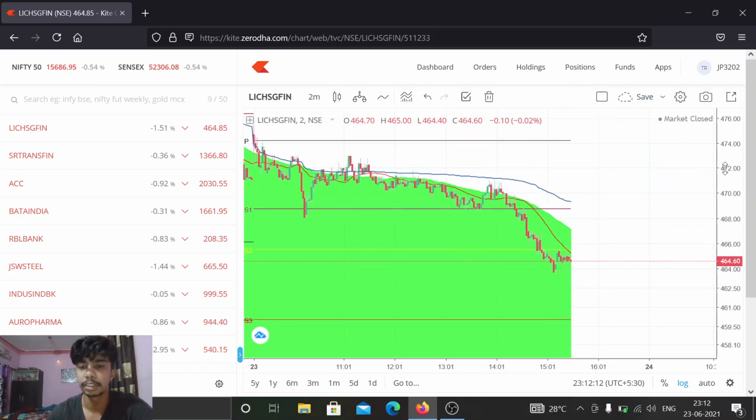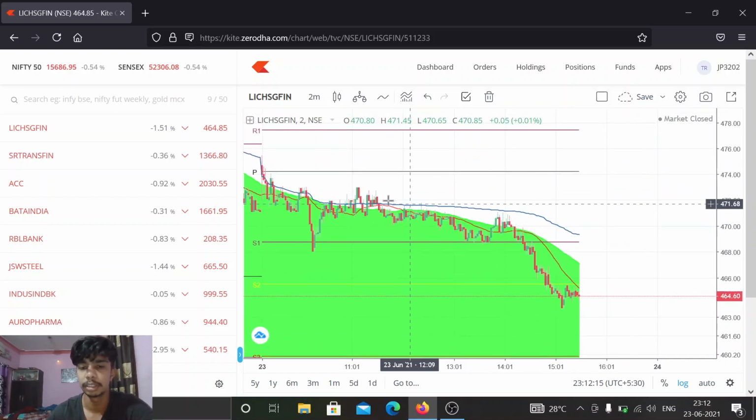But after studying the chart, I conclude that no, I was wrong. It may drop a bit more. So I wanted to short sell at this point, in the range of 471, 472. But when I place the order to short sell these stocks in futures, it will pop up an error that the segment you are trying to trade in is disabled in your account.